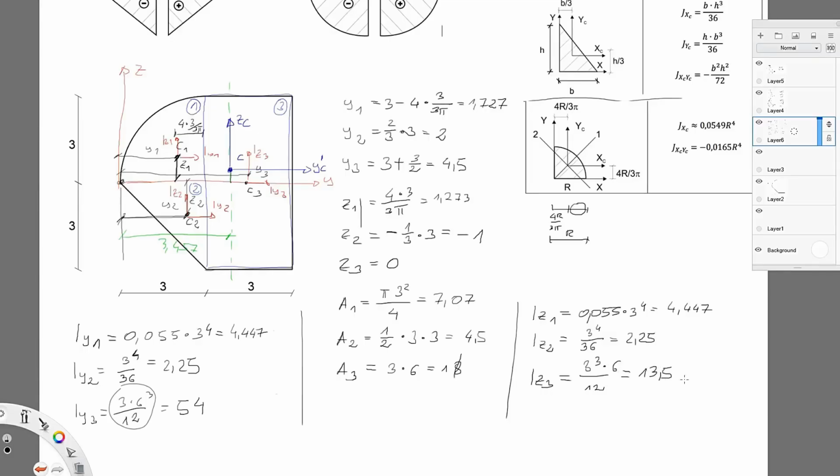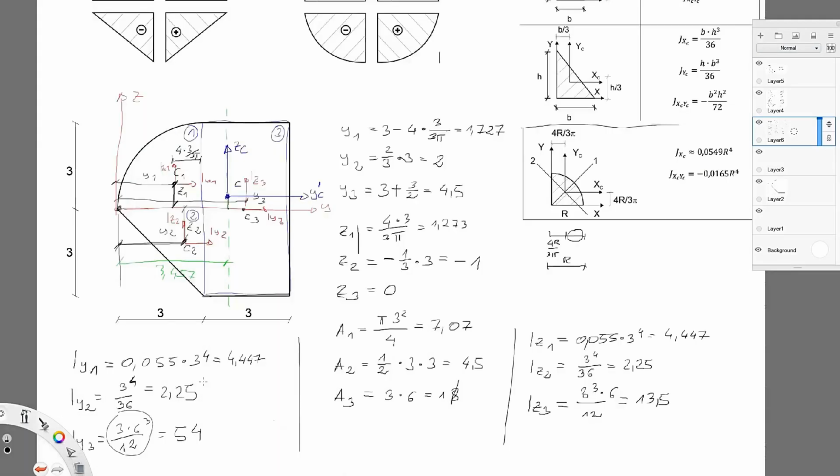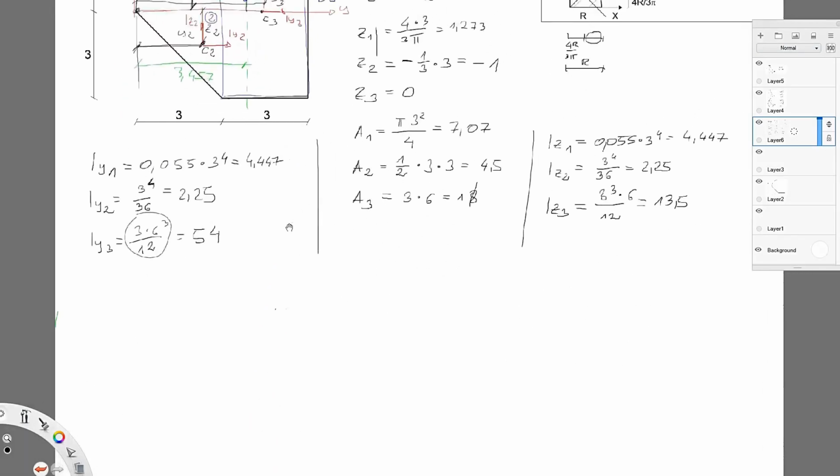Indeed. Now then, I have the individual moments of inertia of the component figures. And now I have to transfer them to the center of mass to get the central moment of inertia of the entire figure. We do this using Steiner's theorem, which generally looks like this. I_c equals I_1 plus A_1 in brackets z1 minus zc squared.